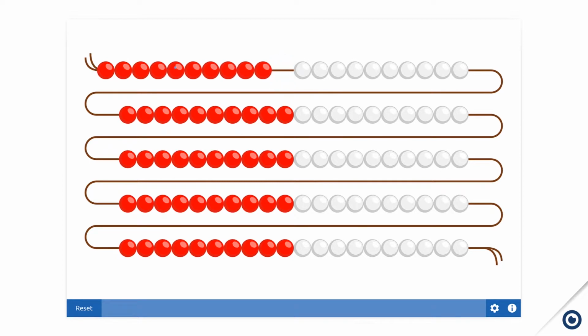As soon as you click on a bead, a number card appears above it. Click on the bead again to hide the number card.